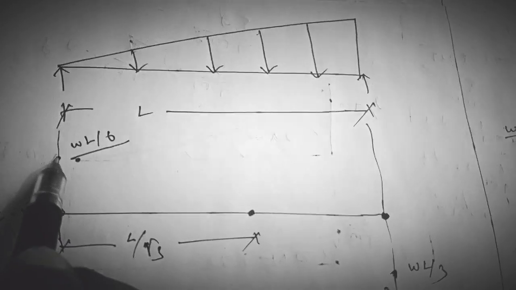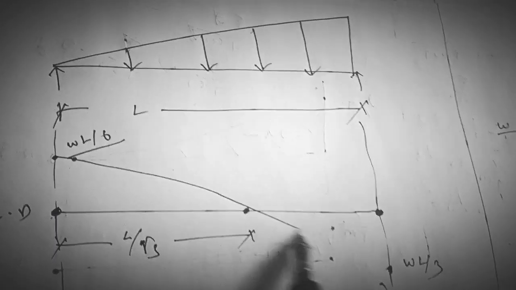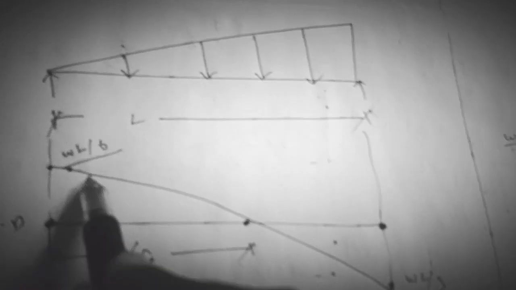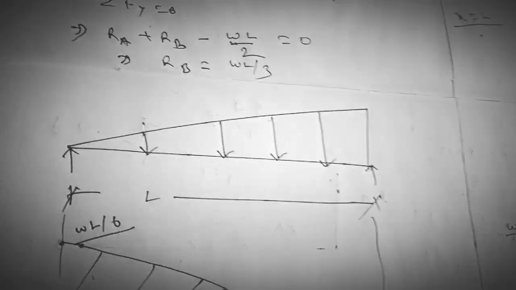So let 0.577 L, or L by root 3, be up to that much. At this point the shear force will be 0. So we'll join this parabolically, making it a little curve, because the variation is parabolic. So this is the shear force diagram for a simply supported beam subjected to varying load.